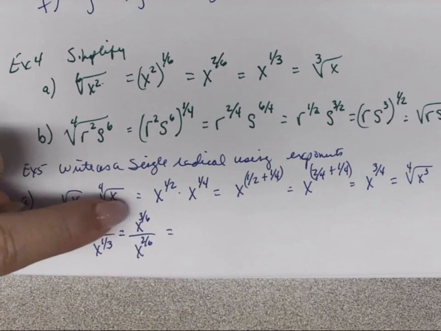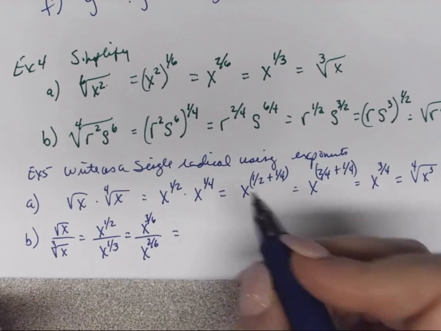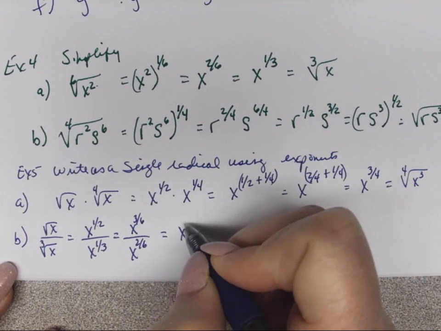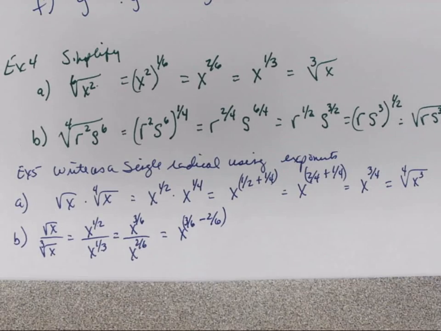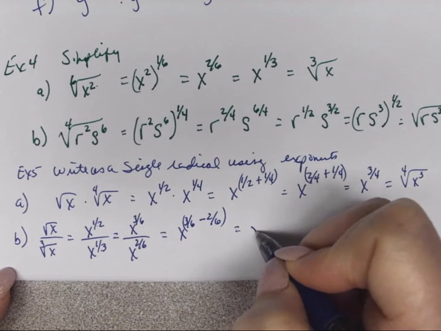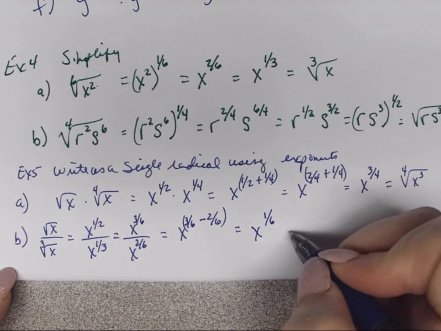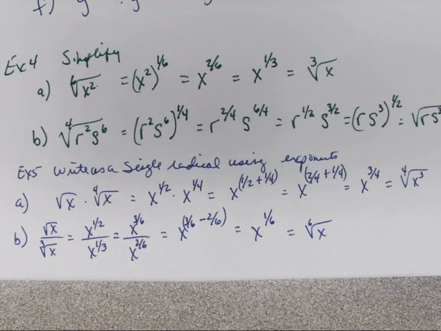Well, now I can see I have 3 of them on top and 2 of them on the bottom with that same denominator. So I have more of them on the top, so I will move it upstairs this time, or up to the numerator. So we'll have x to the 3/6 minus 2/6, because with division we do subtraction. This will get us x to the 3 minus 2 is 1 over 6, which is going to equal the sixth root of x. So that's using our fractional rational exponents.